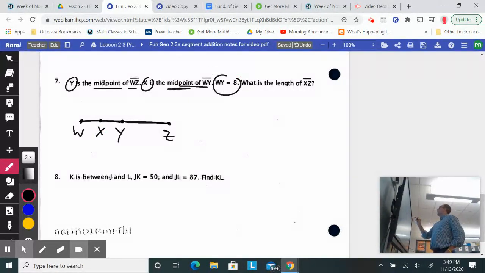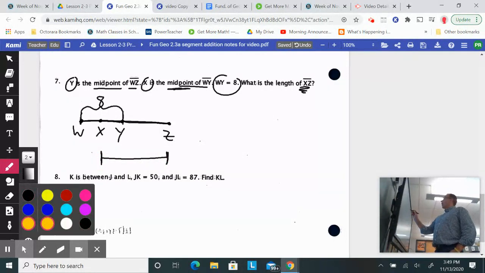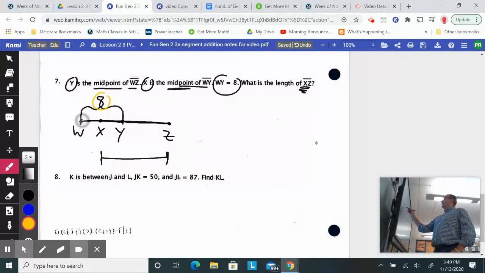From W to Y is 8. So from W to Y, that whole distance is 8. Find the length of X to Z. What? X to Z? X is here. It goes all the way to Z. How am I going to find that? Here's how you do it. I know that this distance is 8. And X is right in the middle, so half of that would be 4 here and a 4 here. Yes?